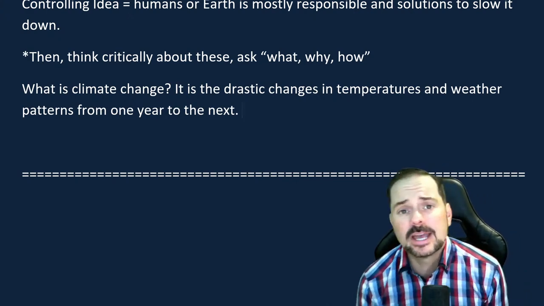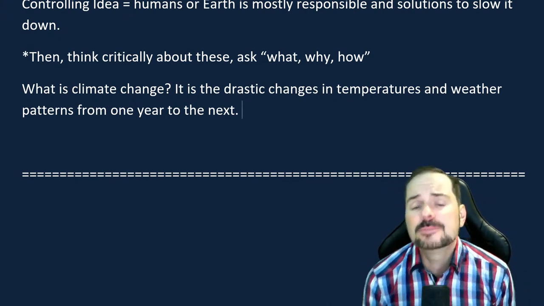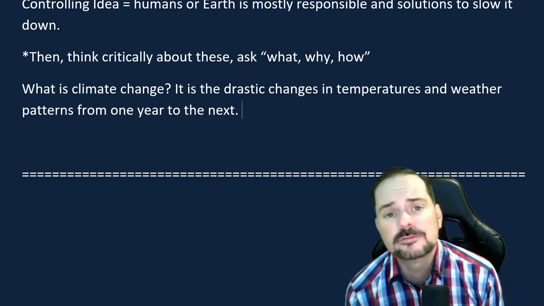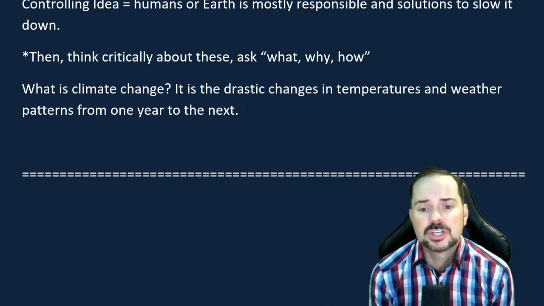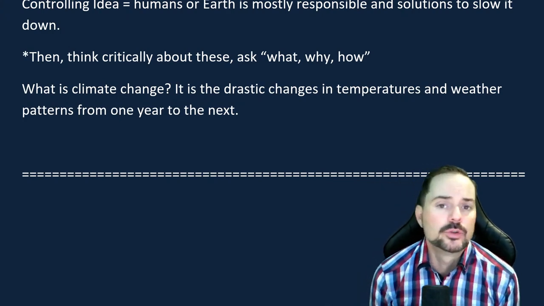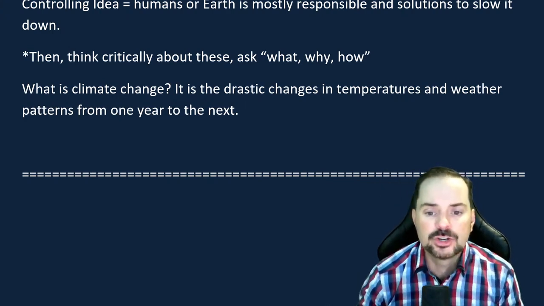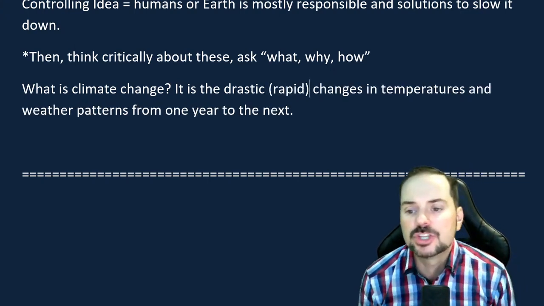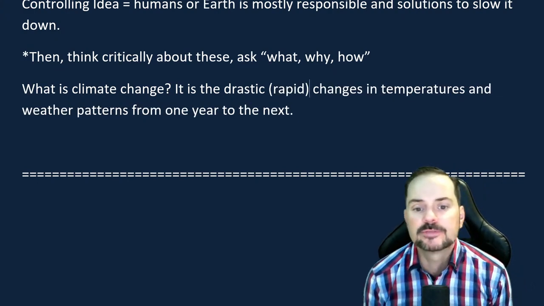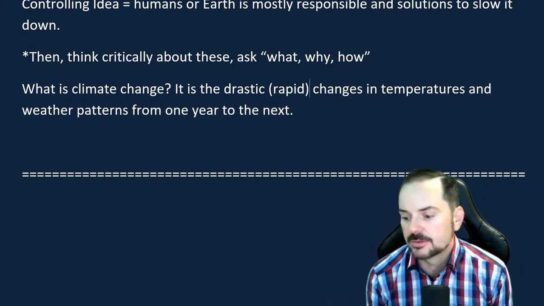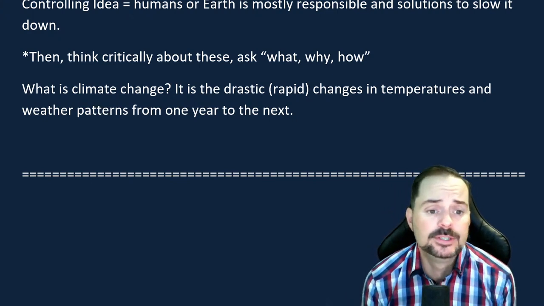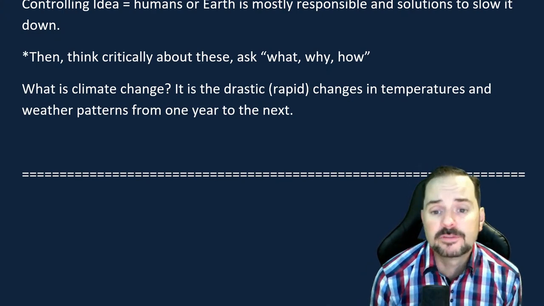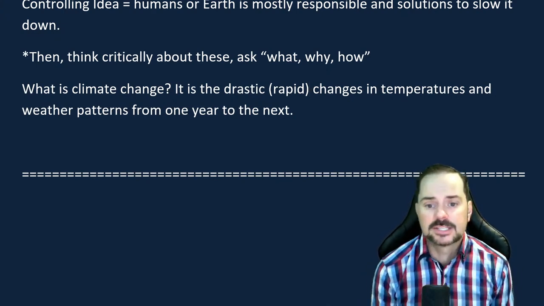Again, I'm not telling you I have the perfect definition. I'm just writing the definition that I think most readers will go, okay, that's sufficient. So I can agree with that. Climate change is drastic, or if you don't know the word drastic, you can use the word major or rapid, changes in temperatures and weather patterns from one year to the next. That's what I would define climate change as in this 300 to 350 word band 8, band 9 essay.